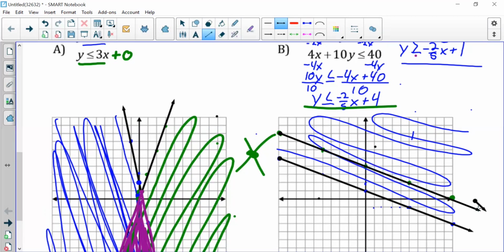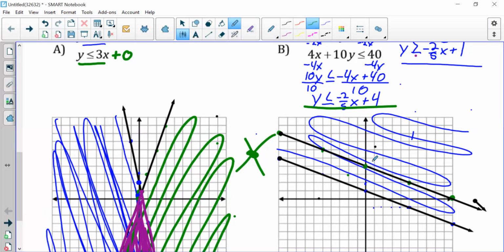Oh, do you notice that they're parallel? Maybe this is a no solution. All right, let's find out. So we've graphed both of our lines. Now let's talk about the shading for our second line, for our green one. And it says y is less than or equal to.